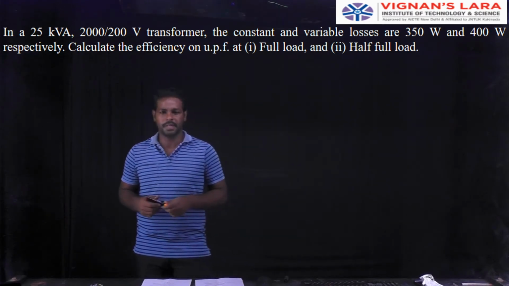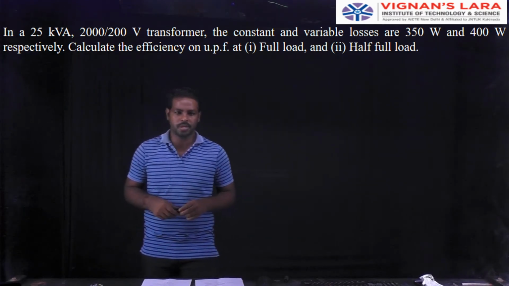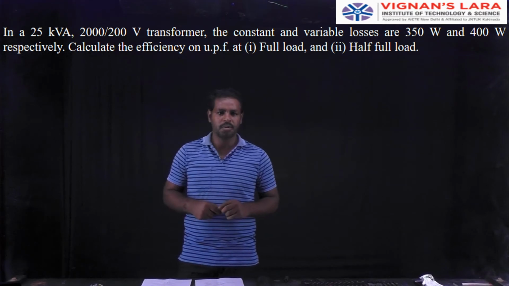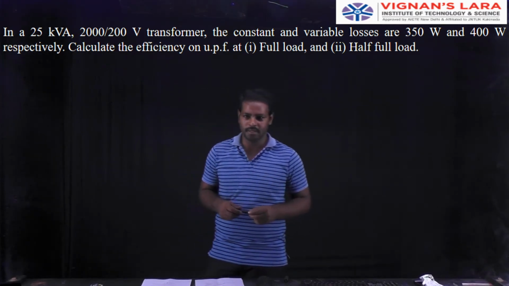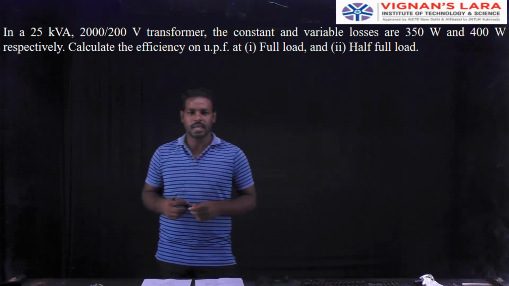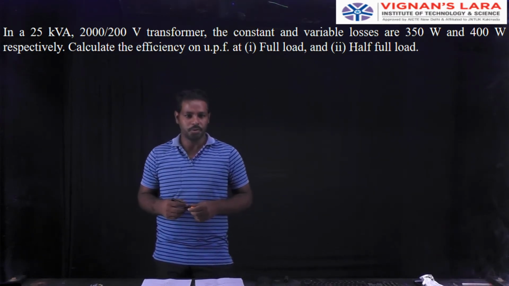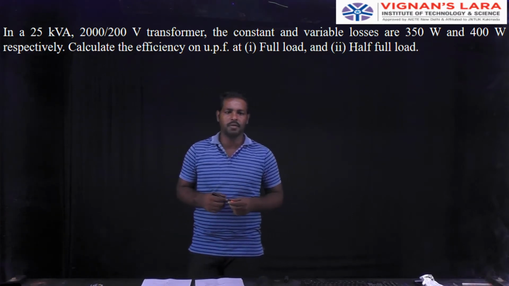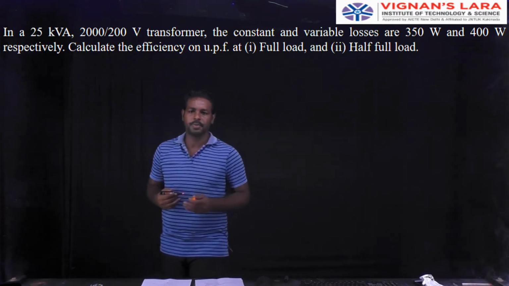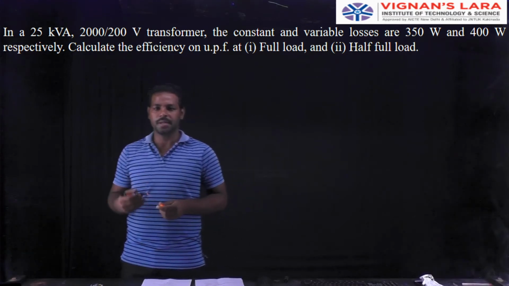In a 25 kVA 2000 by 200 volts transformer, the constant and variable losses are 350 watts and 400 watts respectively. Calculate the efficiency at UPF, unity power factor, at full load and off full load. These two parameters are to be calculated using the given data.